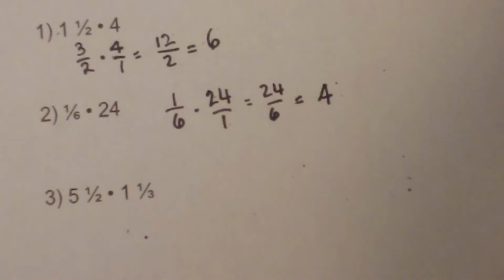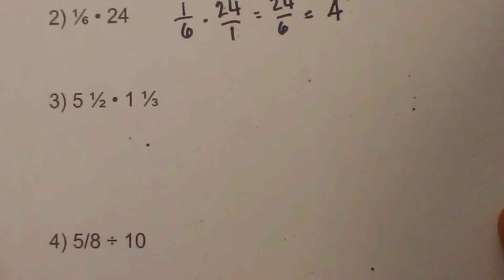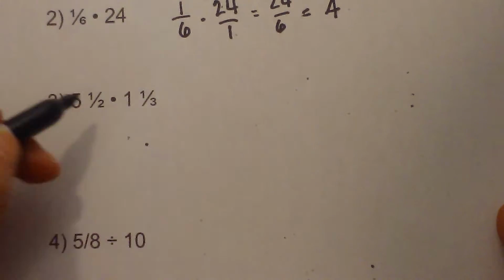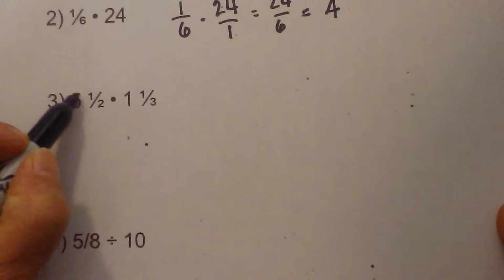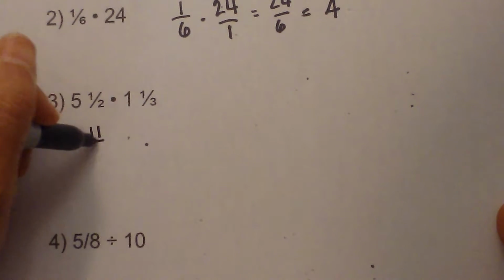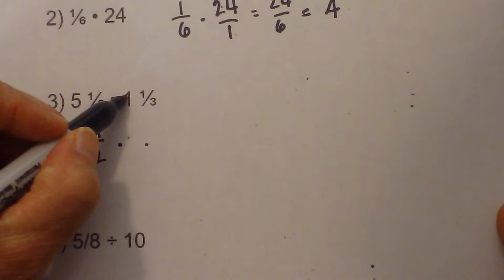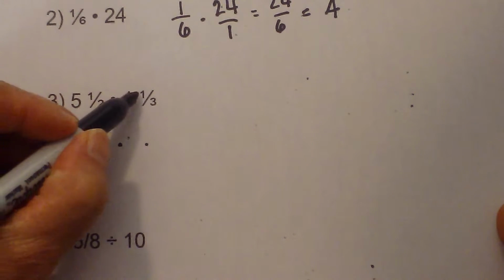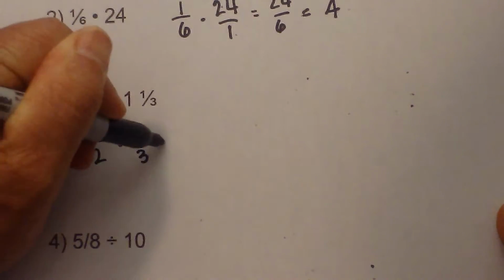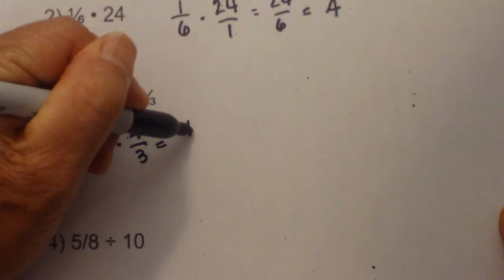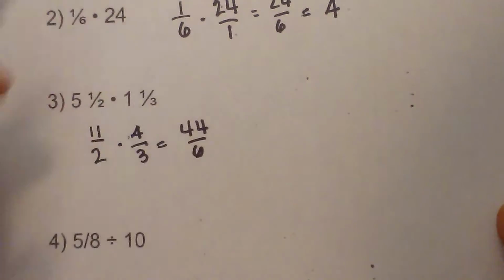Okay? Now, what do we do if we have two mixed numbers? Well, again, we convert them into improper fractions. 2 times 5 is 10 plus 1 is 11 halves, times 3 times 1 is 3 plus 1 is 4, so that becomes 4 thirds. And then 11 times 4 is 44, and 2 times 3 is 6.